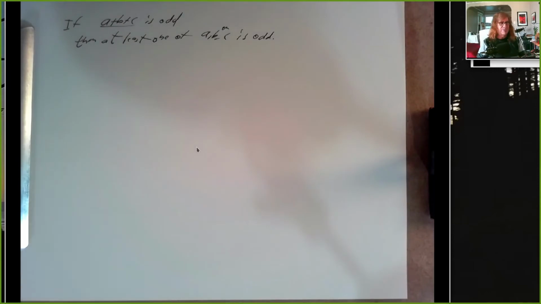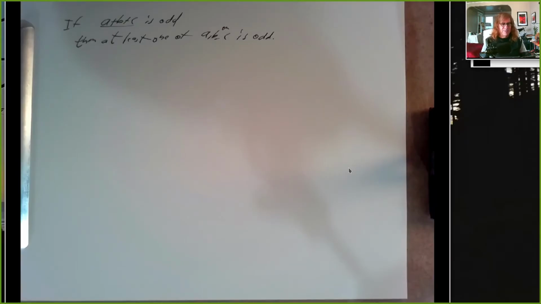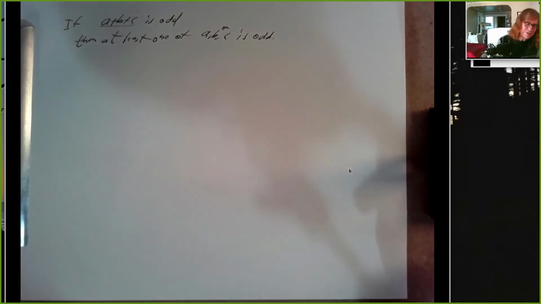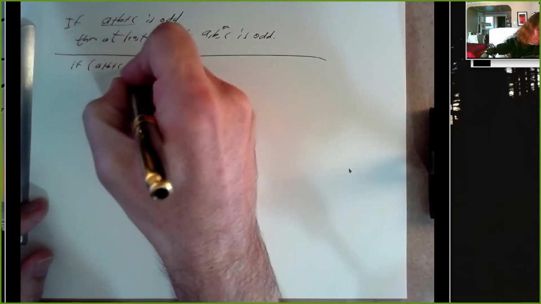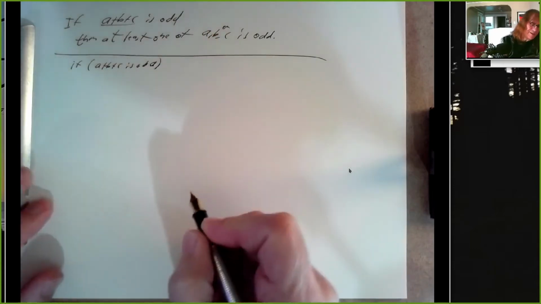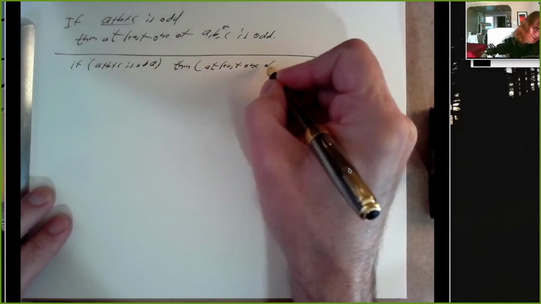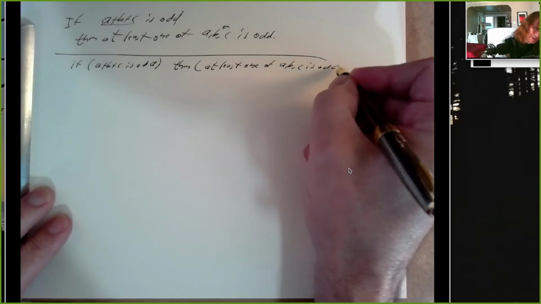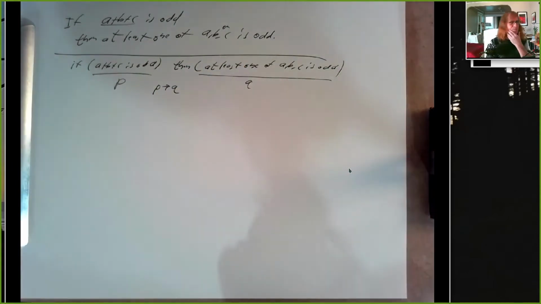And I gave you a pretty big old hint in here, which was an indirect proof will probably work best here. It's a little tricky to do with a direct proof. You can break it down into cases and things like that, but let's just look at an indirect. So the hypothesis is the sum of A, B, and C is odd. Then at least one of A, B, C is odd. That's the conclusion. So we're trying to prove if P, then Q.